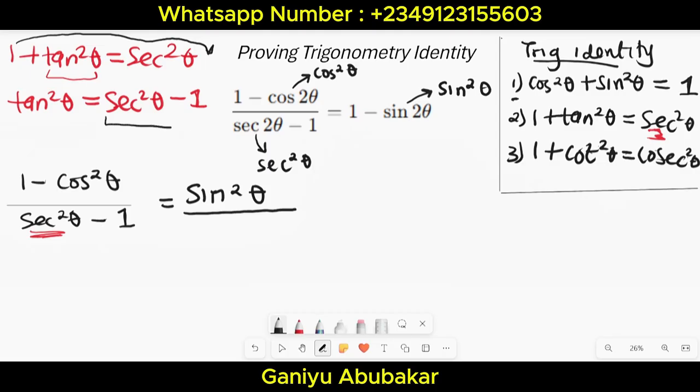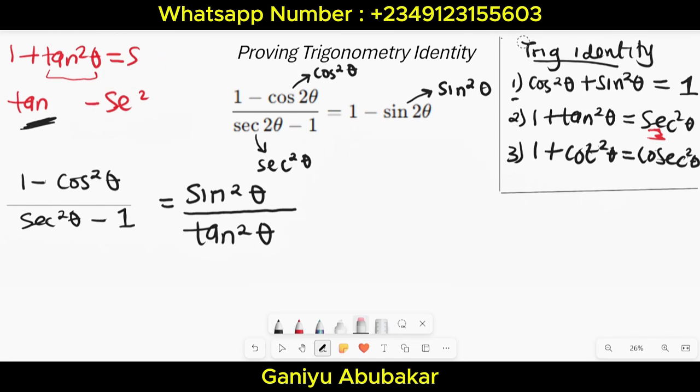So anywhere I see this, which is what I'm seeing here, it can be replaced as what? Tan squared theta. So here becomes tan squared theta, as you can see. Alright, moving on. Let me erase all this.